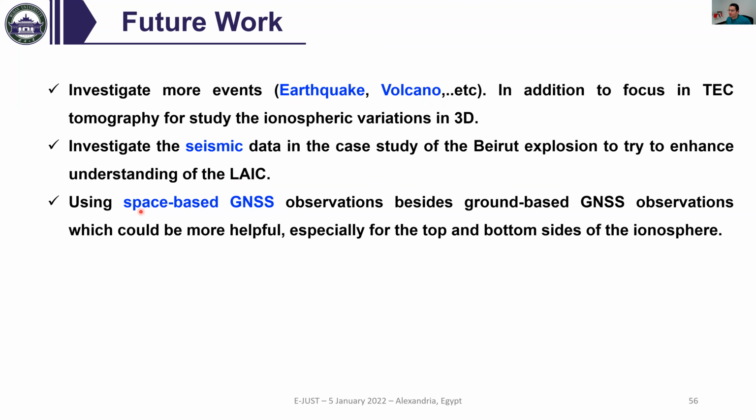Using space-based GNSS observation like COSMIC, or now there is the Cygnus satellite for GNSS reflectometry, can also be used beside the ground-based CORS and IGS stations. It will be helpful for more investigation.